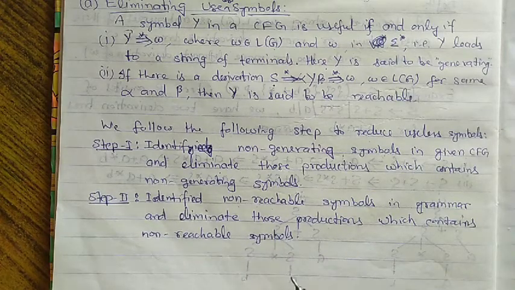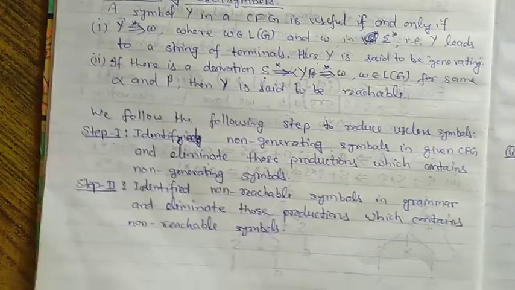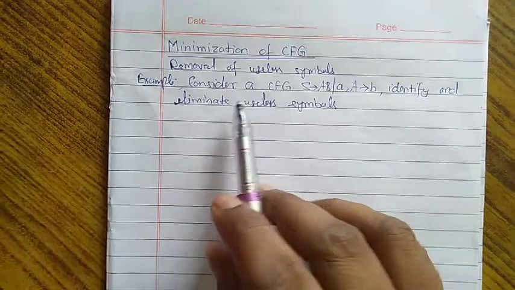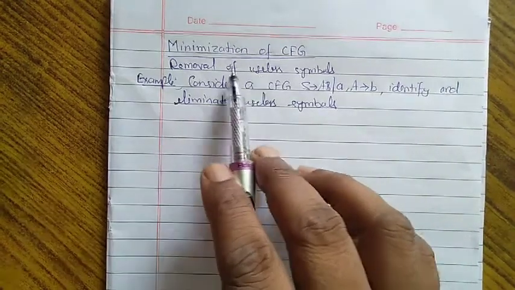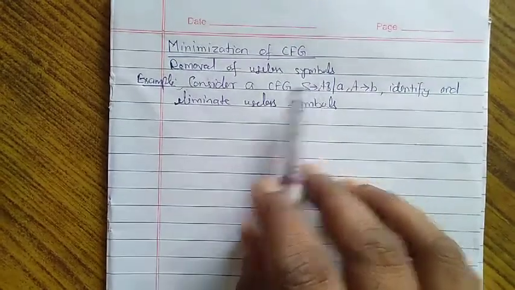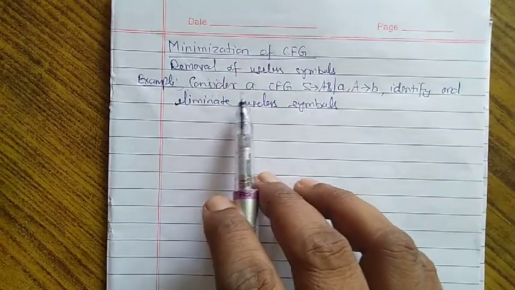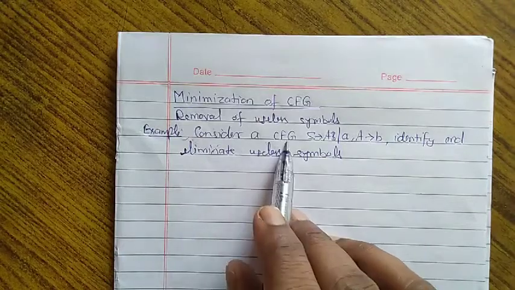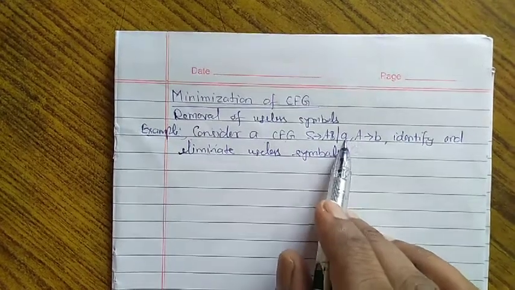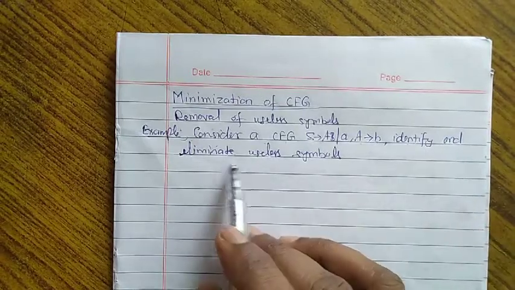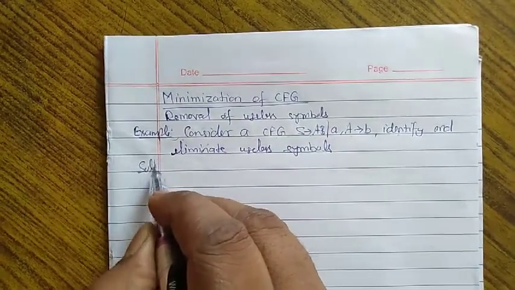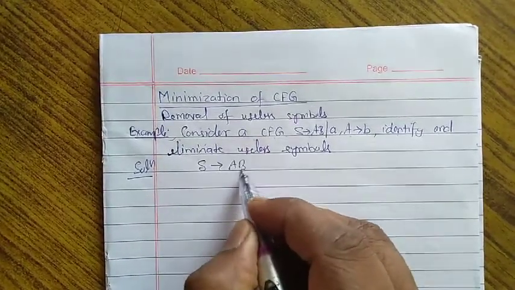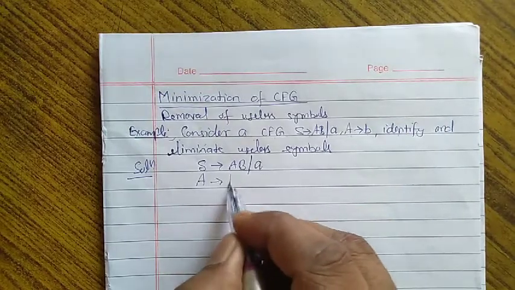How can we apply this? Now I am taking one example of the removal of useless symbols. We can understand it easily by using the following examples. The question is: consider a context-free grammar S gives AB or A, and A gives b. Identify and eliminate useless symbols. So how can we solve this? First of all, we write the productions: S gives AB or A, and A gives b.